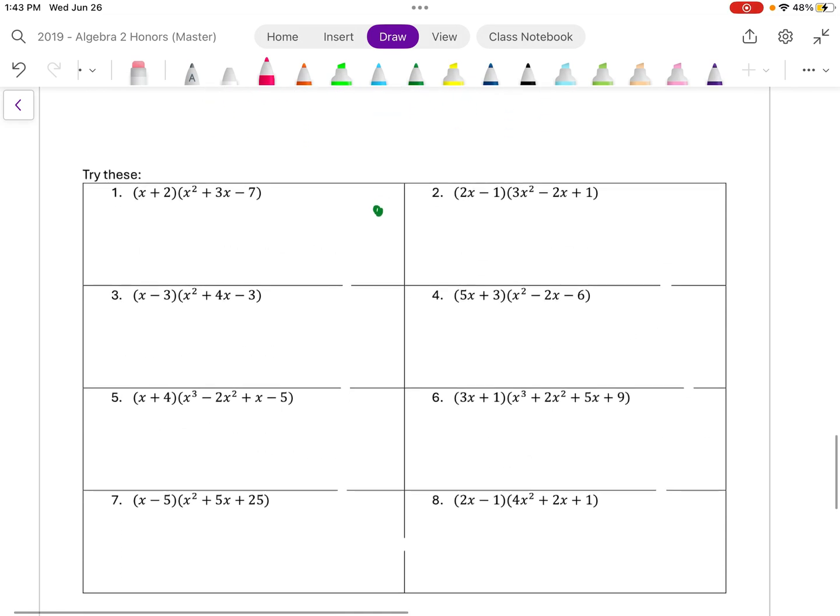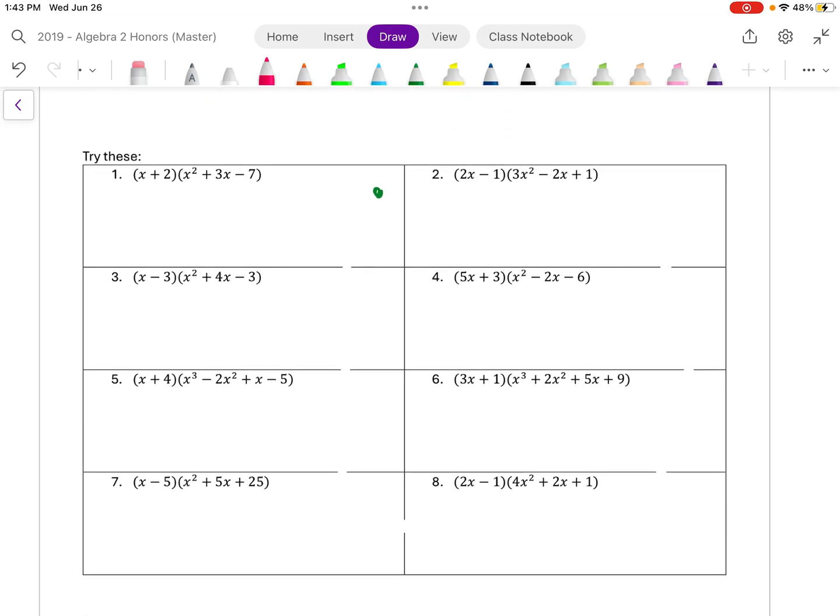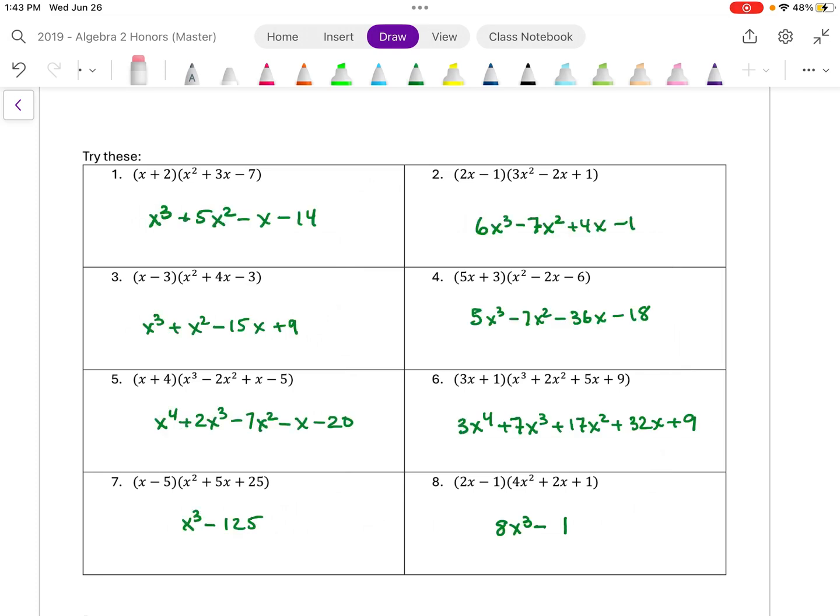So I want you to pause the video. Try these problems using this expanded FOIL. Again, it takes practice. You just got to train your brain to do it. You're not going to be able to do it without having some practice at this. Pause the video, try them, and come back, and I'll reveal the answers. Okay, are we ready? You can check your answers.